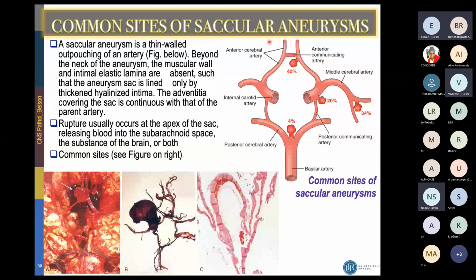This diagram shows the circle of Willis, and it shows where aneurysms tend to appear. So you see that most of them tend to be on the anterior communicating artery, 40%. Then others are here on the middle cerebral artery, 34%, 20% here and so on.